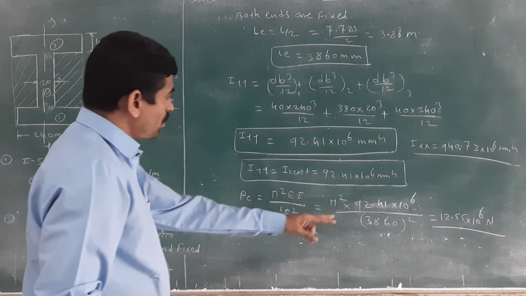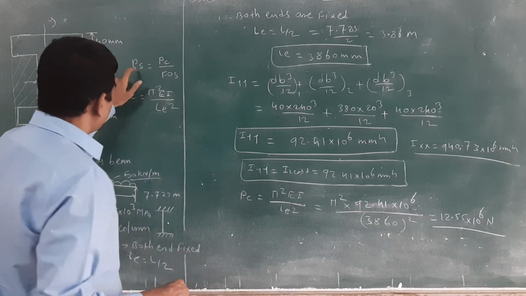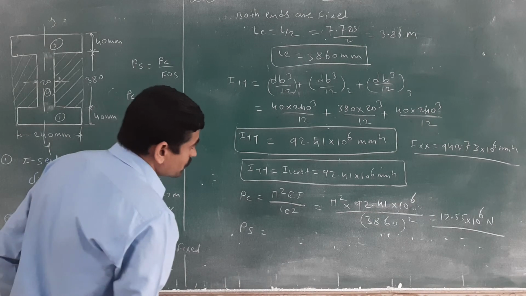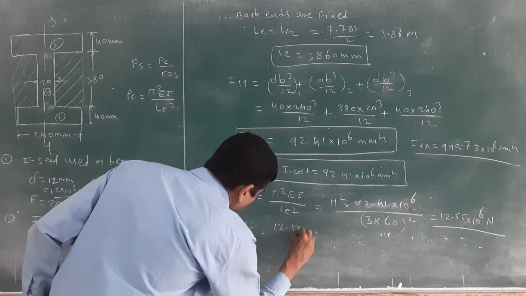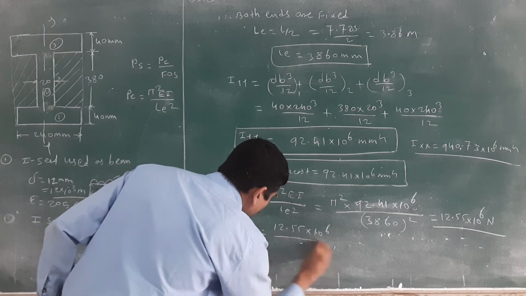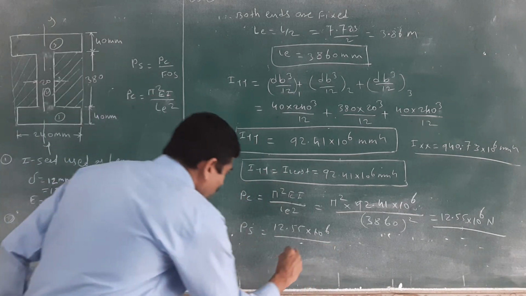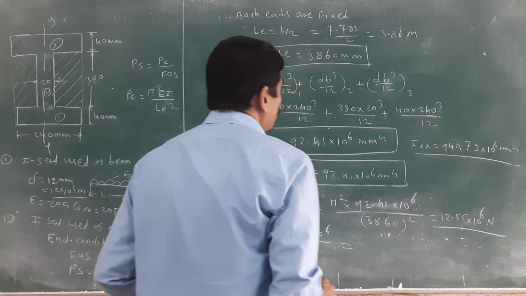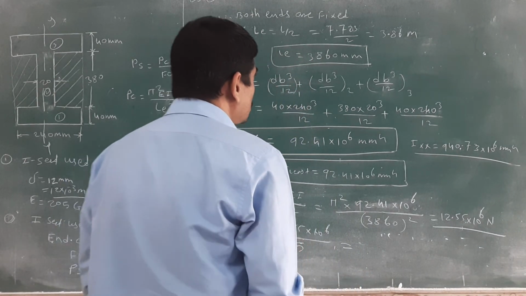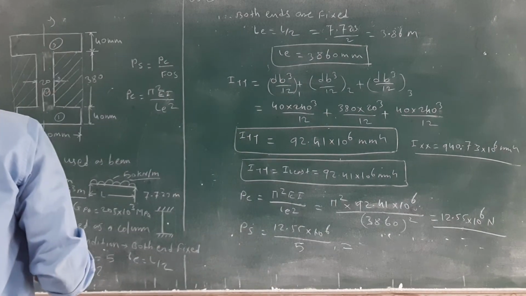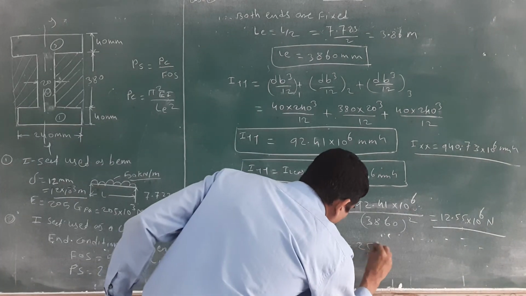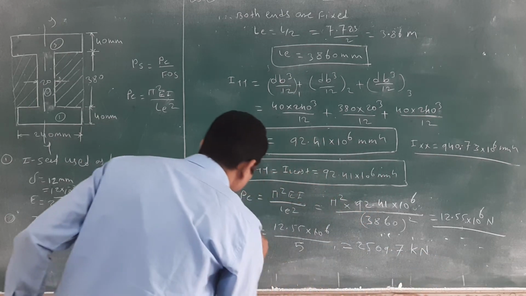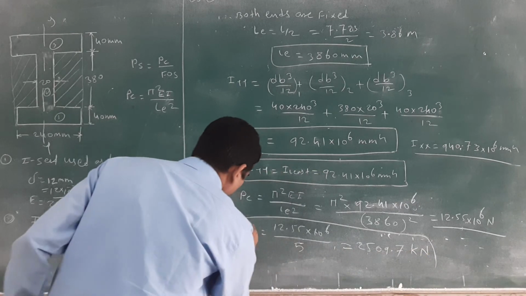Okay, once you have got the PC, then check how to calculate the PS. PS is equal to PC divided by factor of safety. 12.55 into 10 raised to 6 divided by, what is the factor of safety? 5. Then PS is equal to 2509.7. This value you will get in kilonewton. This is your answer.